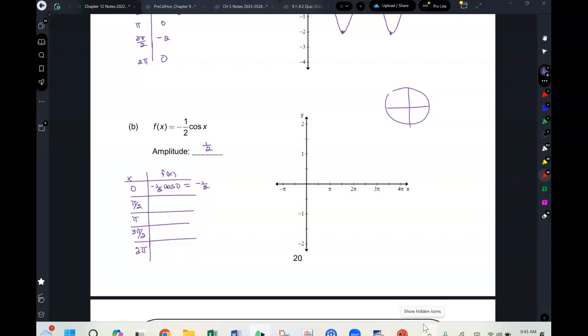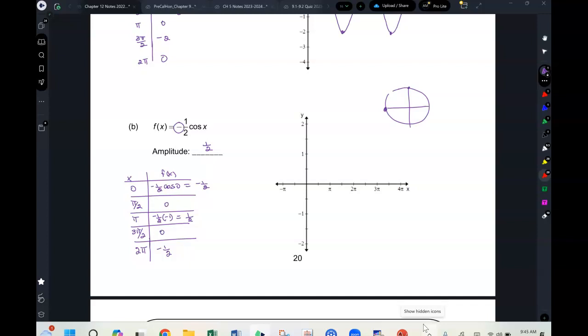There's a negative in the function itself, right? So at pi over 2, cosine is 0, so this is 0. At pi, cosine is -1, so this is -1/2 times -1, which is 1/2. At 3 pi over 2, cosine is 0. And then at 2 pi, it's -1/2 again.